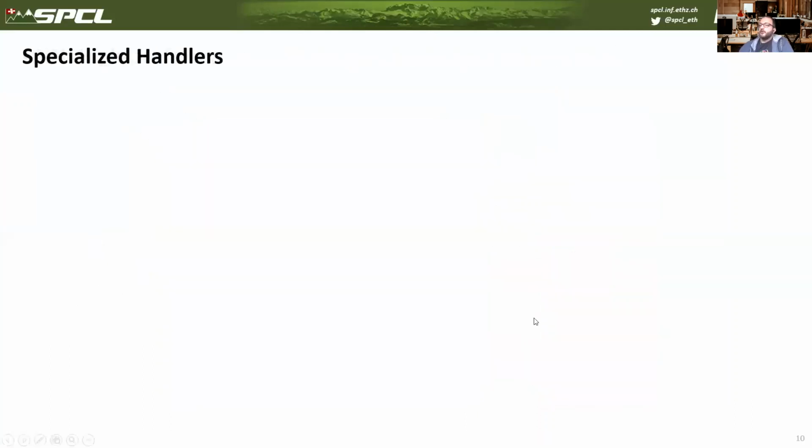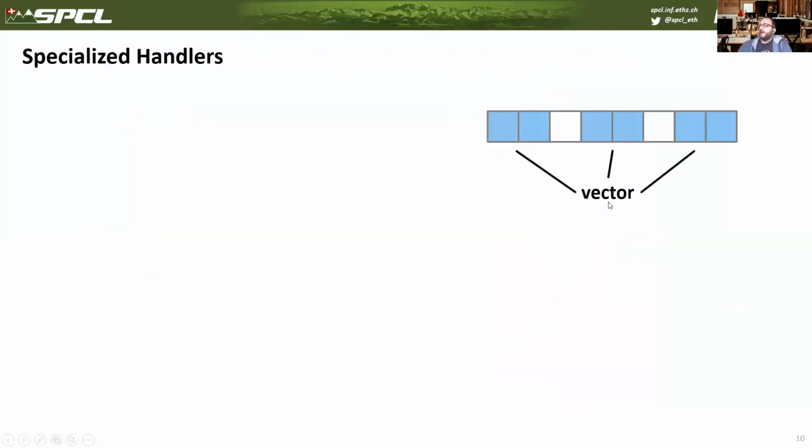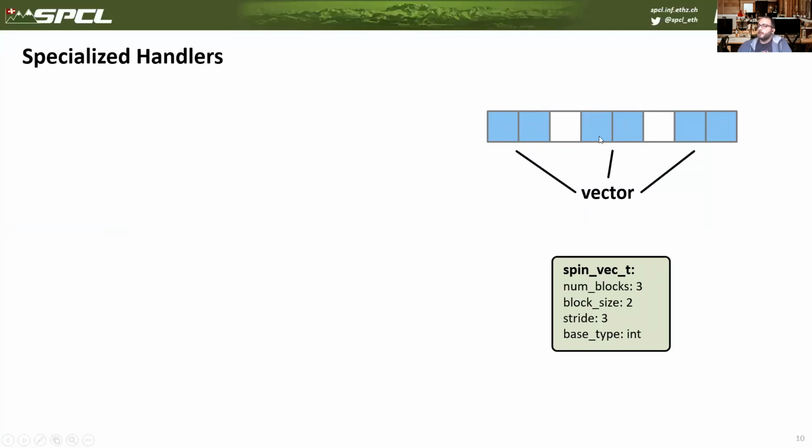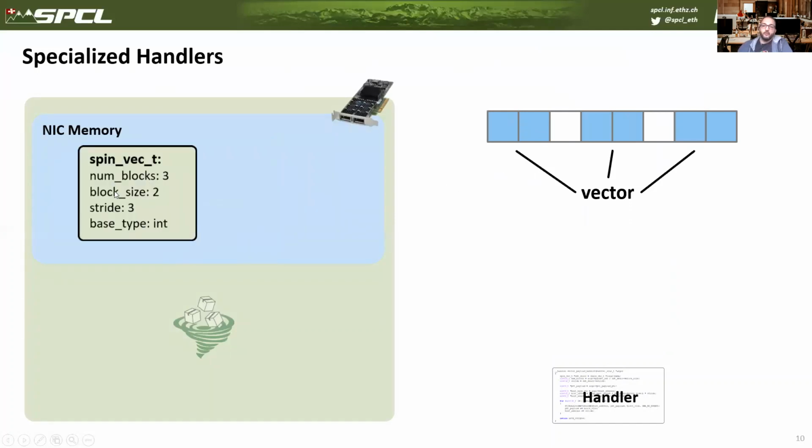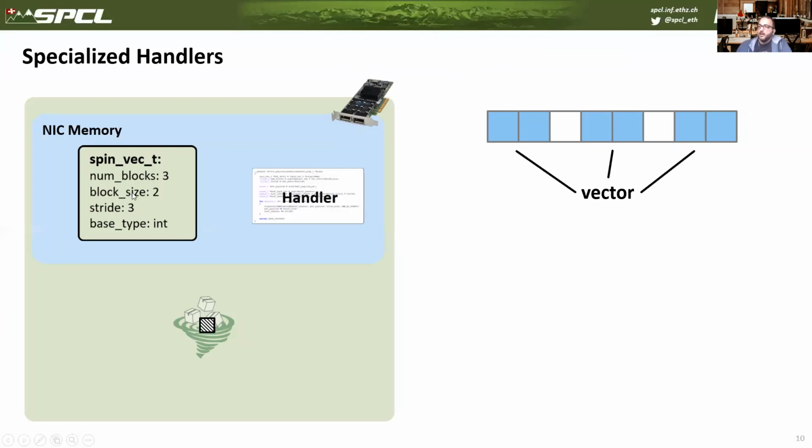So the first approach is, let's define a simple data type as an example, and in this case, this is a vector, and have a description of it. So here, the number of blocks, the block size, so two squares per block, and the stride, and so on, right? Then we write our own handler. So this is the code that we want to offload to the NIC, and it should be able to copy the received data into the right position. So we move this description to the NIC memory. We move also the handler to the NIC memory. And then the idea is that for each packet that comes, we will run this handler.